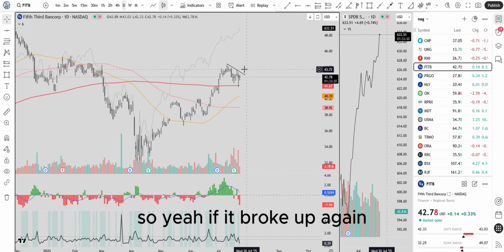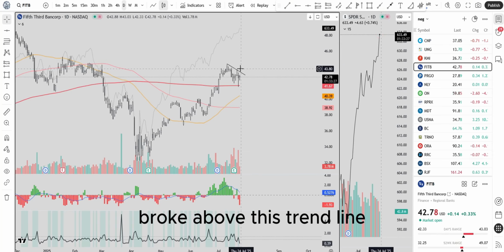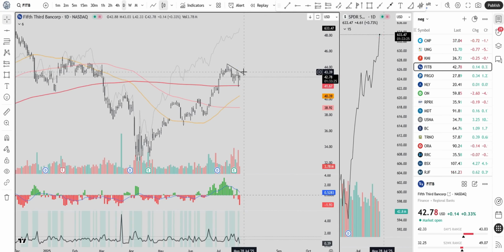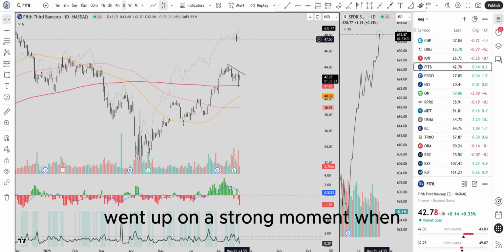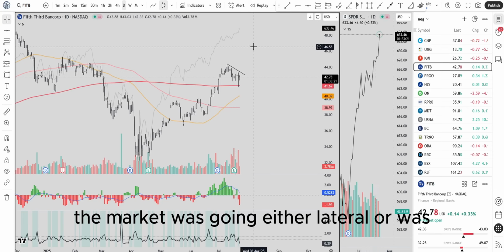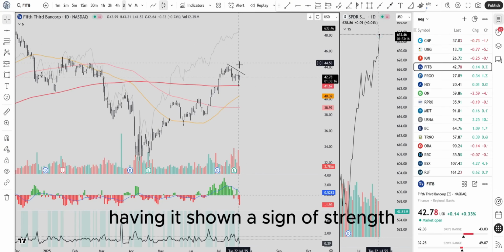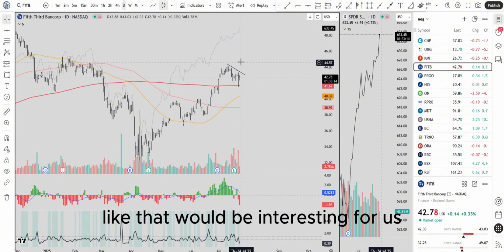So yeah, if it broke up again, above this trend line, went up on a strong movement when SPY was, the market was going either lateral or making a weak move up, having it show a sign of strength like that would be interesting for us.